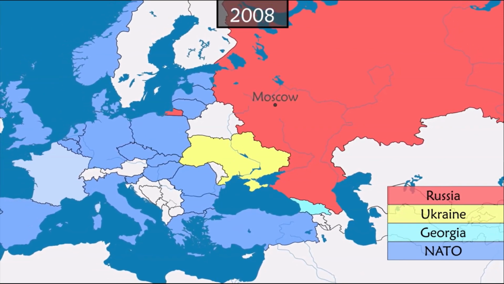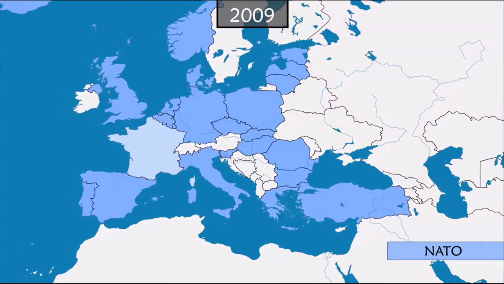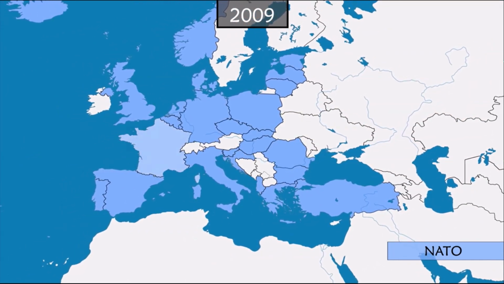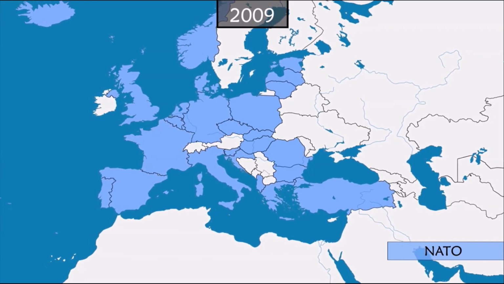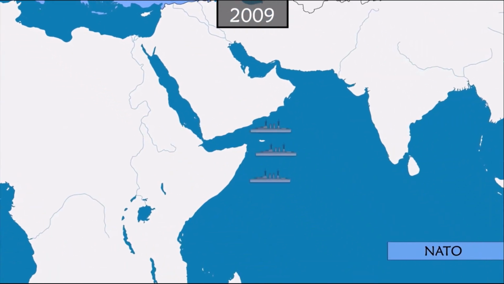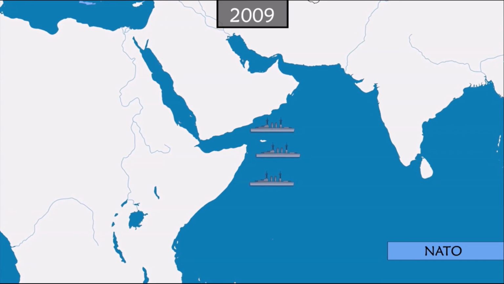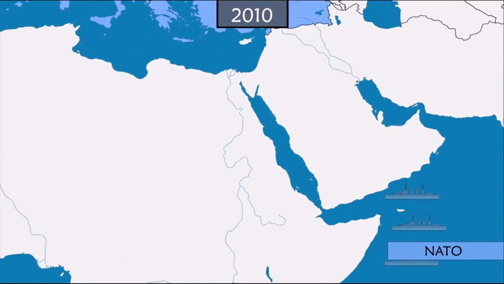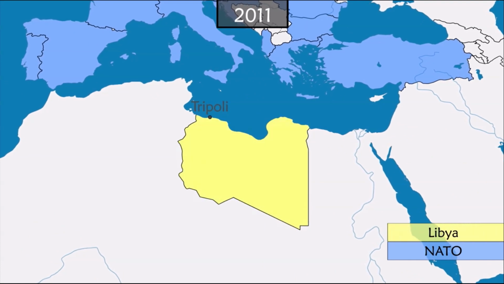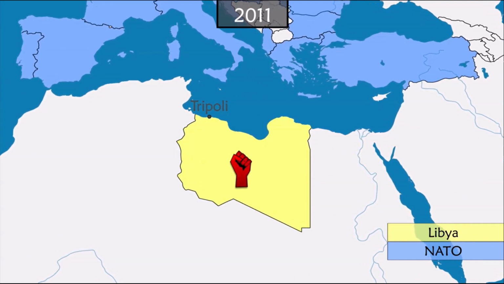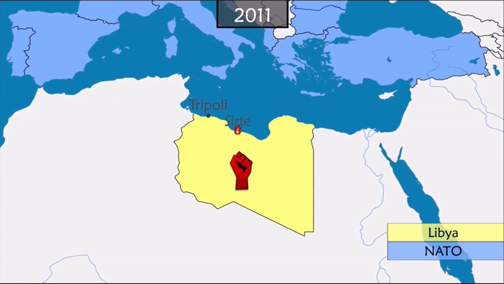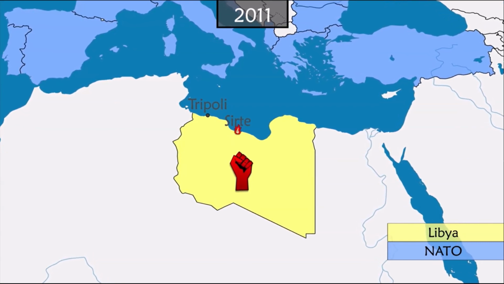In 2009, Croatia and Albania join NATO, while France fully reintegrates into the military structures of the alliance. The same year, NATO deploys an international military fleet off the Horn of Africa to fight piracy that threatens shipping. In 2011, NATO intervenes in Libya during the Arab Spring, officially to protect civilians. The organization bombs Sirte, where Muammar Gaddafi had taken refuge, which accelerates his fall.